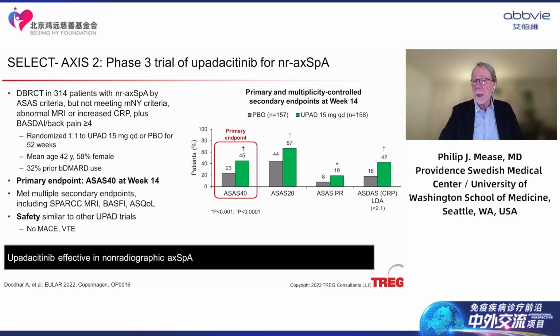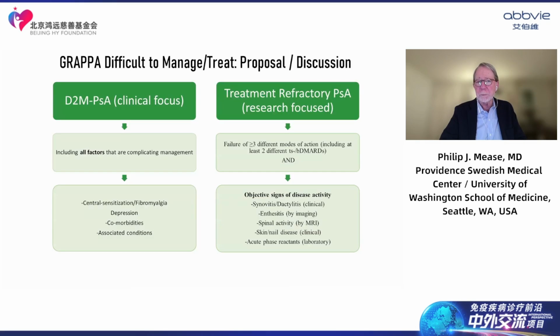And in non-radiographic axial spondyloarthritis, which is 58% female in this particular study, most of these patients had either an abnormal MRI of the sacroiliac joints or an increased CRP value, and we can see improvement as noted here. Very similar to what we saw with radiographic axial SpA. So it can be used across the full spectrum of disease.